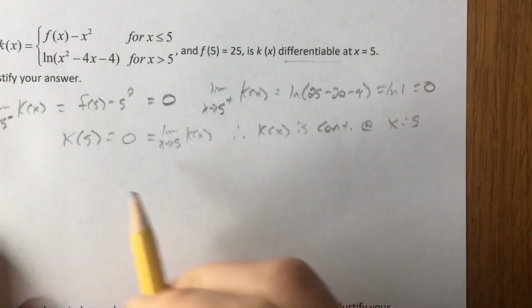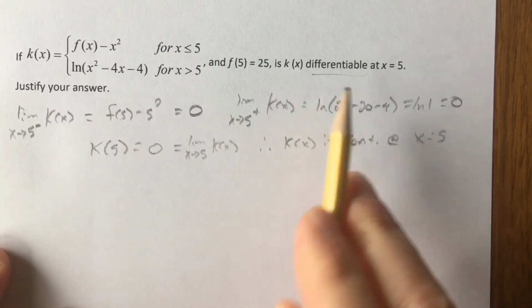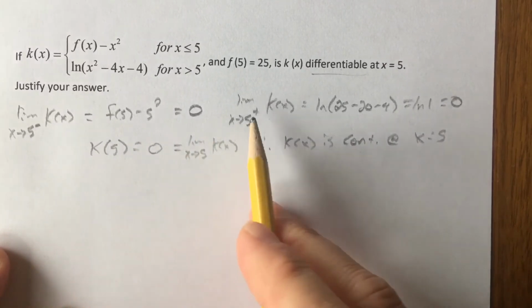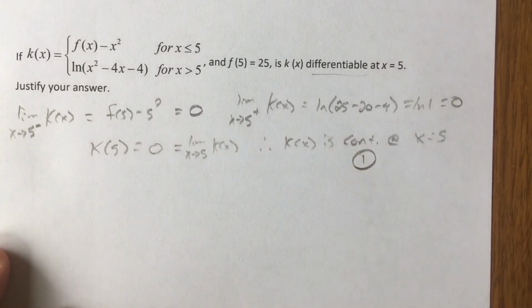So if that had been the question, that would be what you want to show. The limit from the left equals the limit from the right. Therefore, we have a full limit, and we have a function value, and they're equal, right? That would get you a point, I think, here.